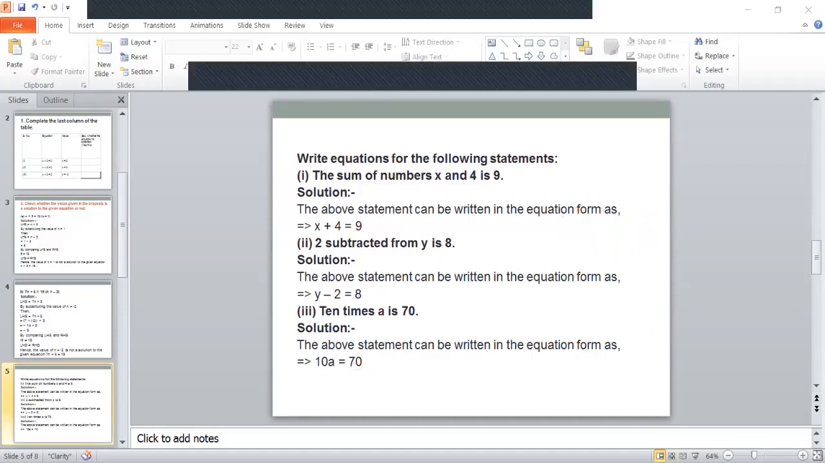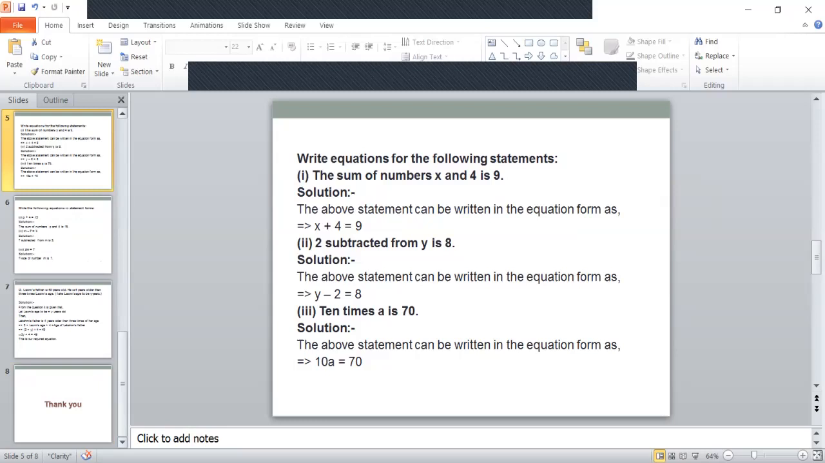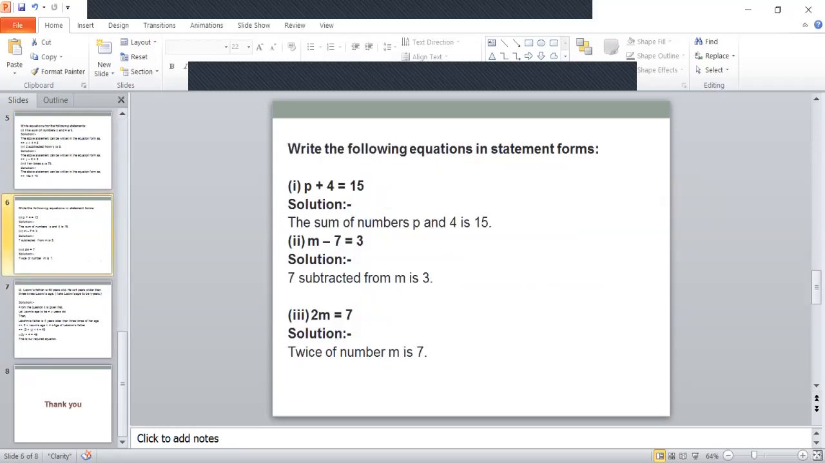These we have all discussed in the last classes, so I am not going through the detail. Already we have discussed all the things. So write the following equation in statement form. Here the equation is given and we have to make the statement from this equation.